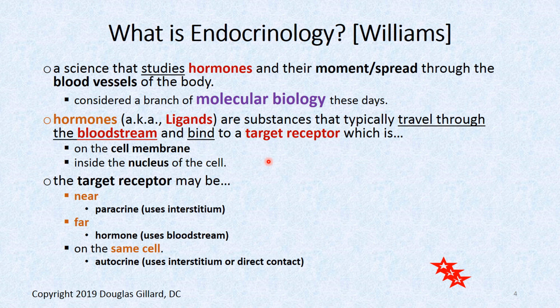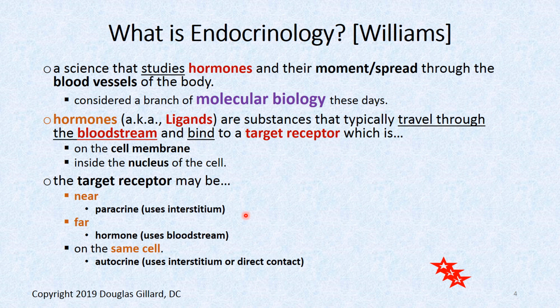But hormones are ligands. They're substances that travel through the bloodstream, and they bind with their receptor, which is sometimes very far away, sometimes it's not so far away. Typically, that receptor is either on the cell membrane itself or it's inside the nucleus. So it's typically far away, classically speaking, but it doesn't have to be. Maybe it's just next door or a couple cells over.